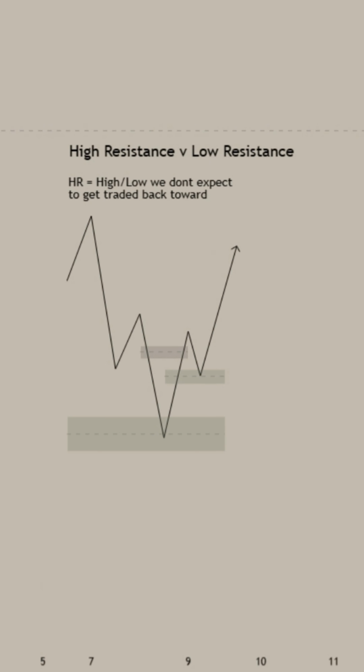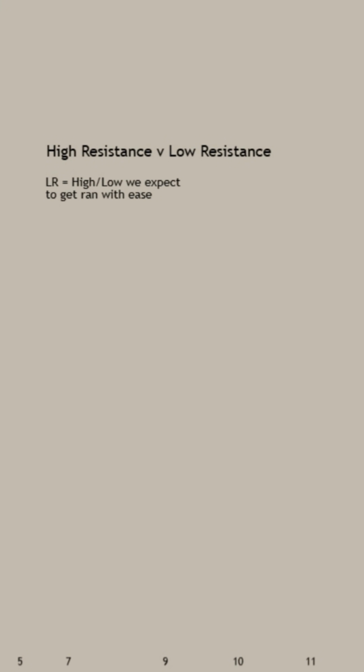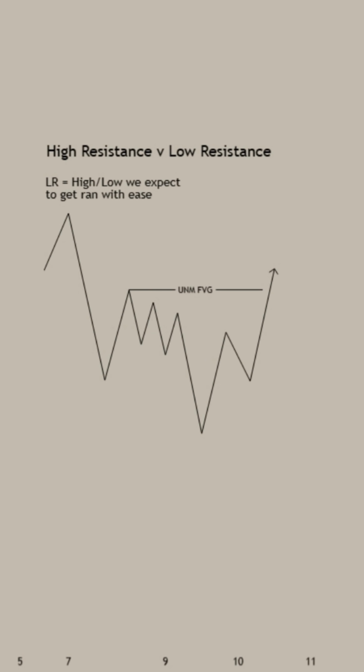aligning bias PD arrays. Now what is low resistance? Low resistance is a high or low that we expect to get ran with ease. And this is usually in the form of unmitigated fair value gaps and low resistance liquidity or an accumulation zone.